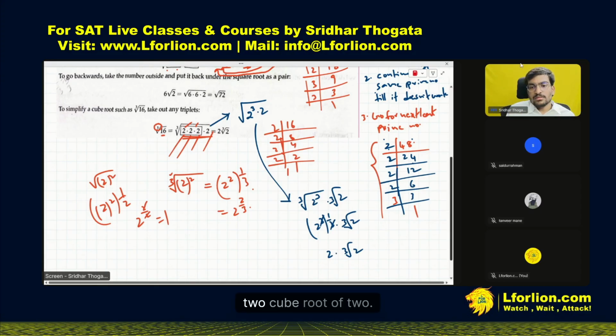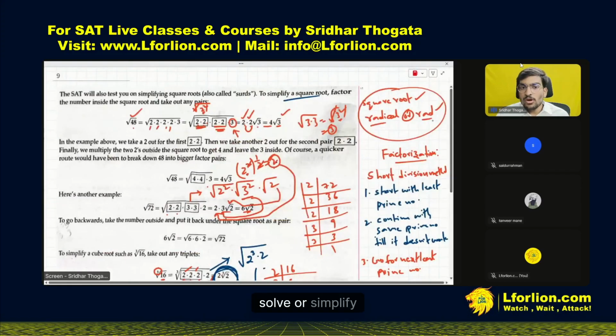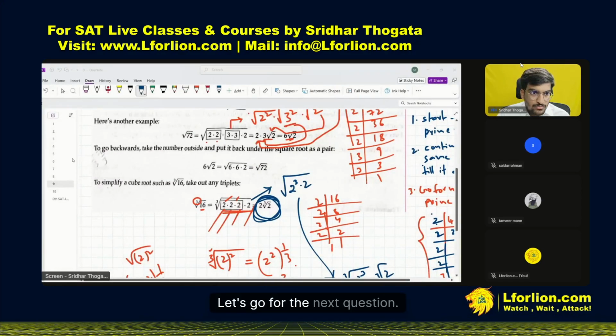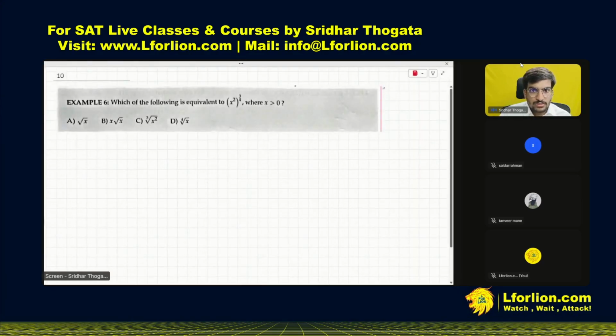So 2 cubed root of 2. That's what we ended up with. So this is how we solve or simplify square roots. Just a second. Let's go for the next question. Okay, so try this question.